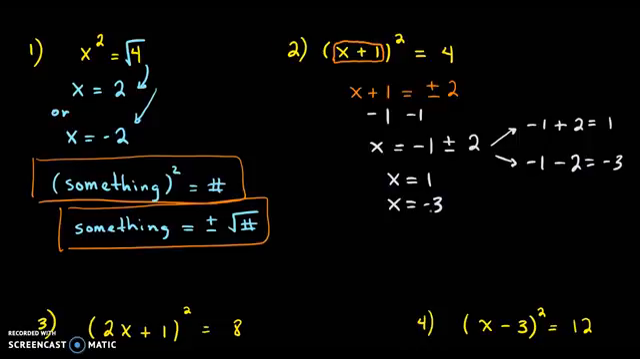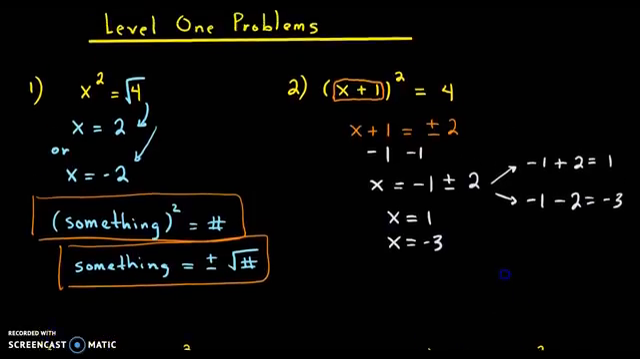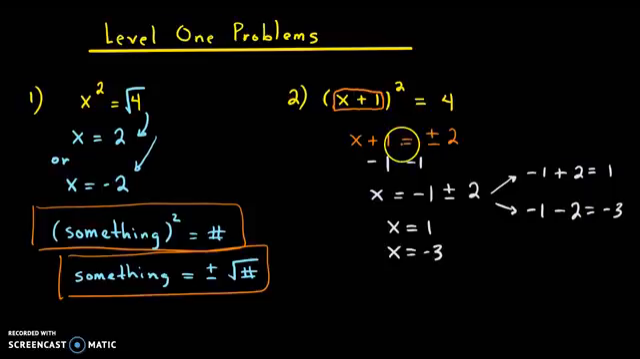So if we substitute these numbers back into our equation here, we should get 4. And in fact, if you plug 1 in here, you have 1 plus 1, that's 2, and 2 squared is 4. If you plug in -3 plus 1, that's -2. And we know that -2 squared is also 4.